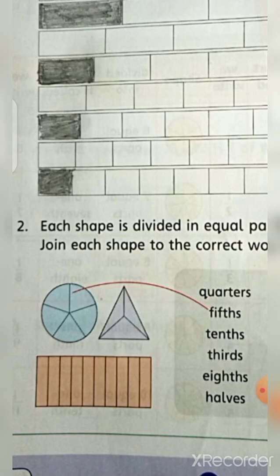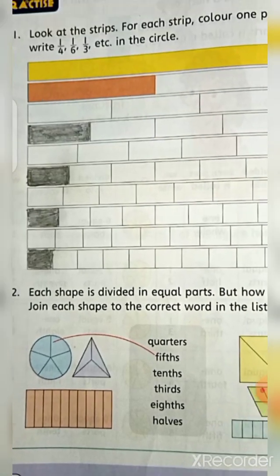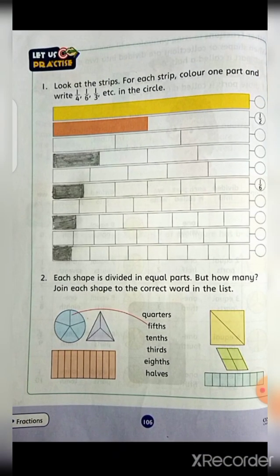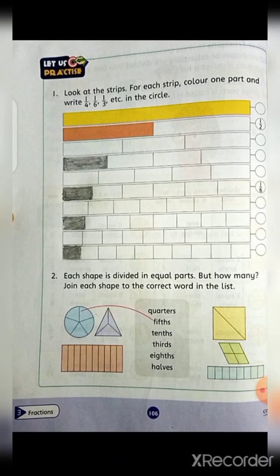This circle is already done for you. It is divided into 5 equal parts and matched with the fifths. In the same way, there is a triangle, and the triangle is divided into 3 equal parts. Which word matches? Very good, thirds. In the same way, you will do all the parts yourself, find the parts each figure is divided into, and match the correct answer. Use a ruler and write neatly.